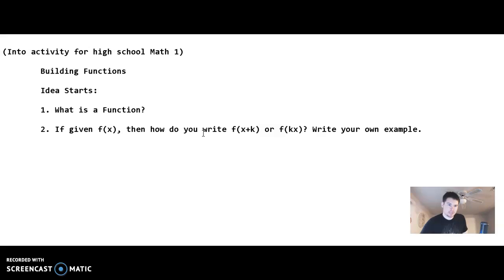Okay, good. And if given f of x, then how do you write f of x plus k or f of kx? So does anybody have an example they would like to share? Let's see. Someone from group 1? I haven't heard from you very much. Yeah, can you come show me something? Okay, yeah, that looks good.